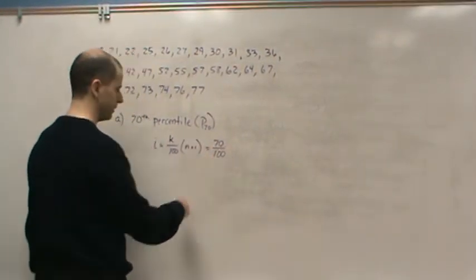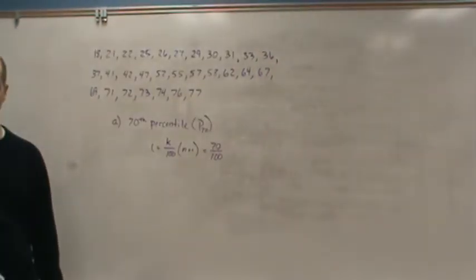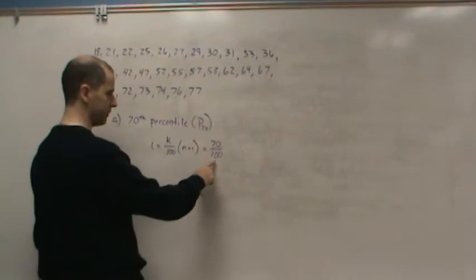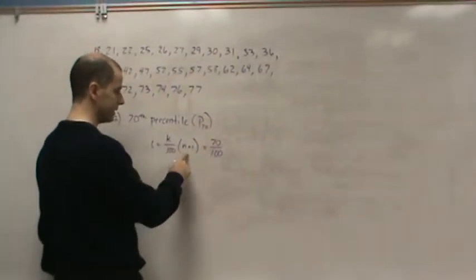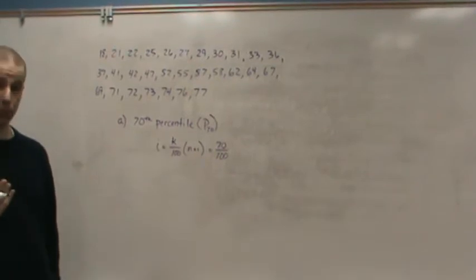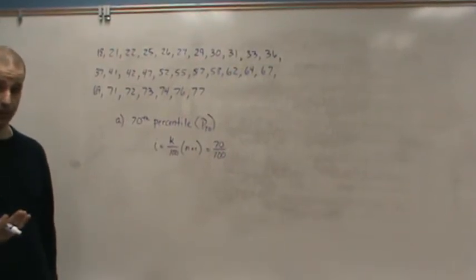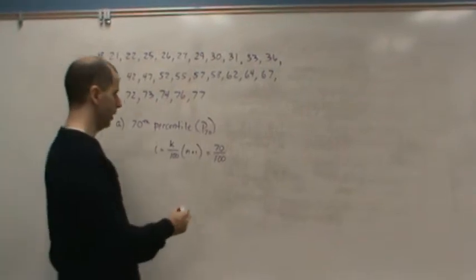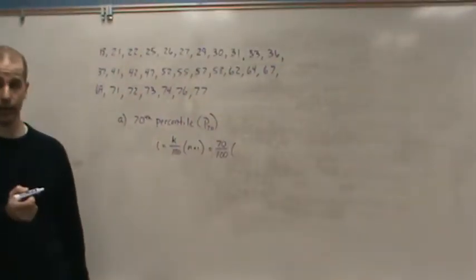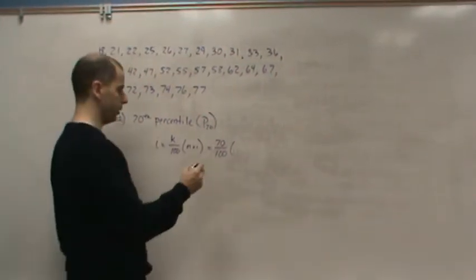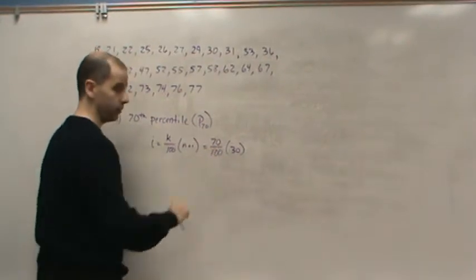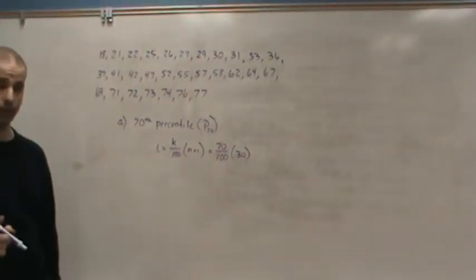Basically, we're taking 70% of the data. It's the position at 70%. So we're taking the proportion 70 over 100 times the sample size. We're saying what percentage of the data needs to be below. There are 29 observations, so we add 1 to make 30. So we're taking 70% of 30. Think of it that way.